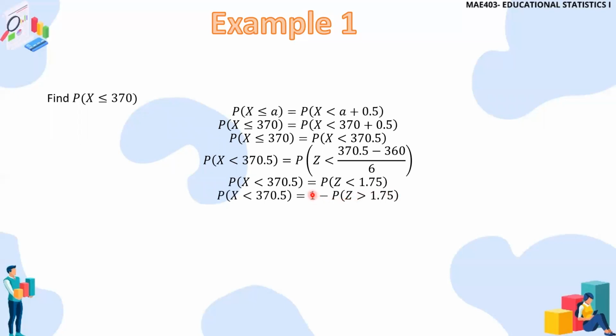So we know that in order to find the total area for Z less than 1.75, the total area 1 minus the probability of Z greater than 1.75. So based on the statistical table, the probability of Z greater than 1.75 is 0.0401. So the probability of X less than 370.5 is 0.9599.